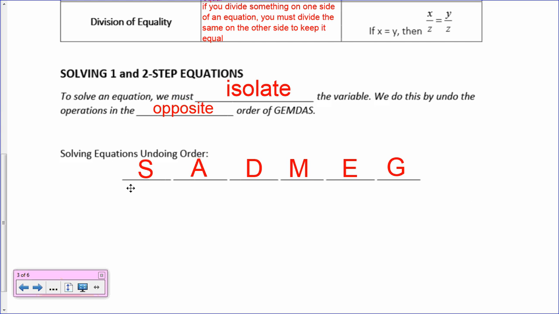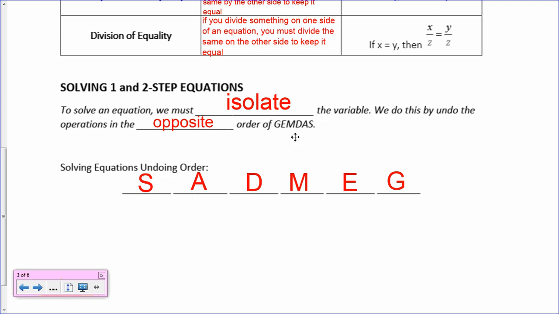But the way we undo the operations, and how we solve equations, is the anagram SADMAG. So you're going to hear me say SADMAG it a lot. It just means that's how we're going to take it step by step on how to undo the operations. Okay? All right, so let's go ahead and try a couple of examples.